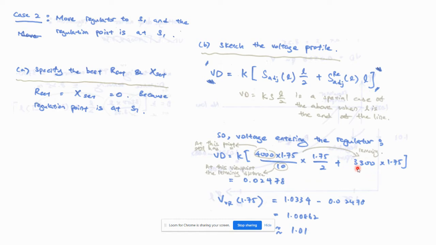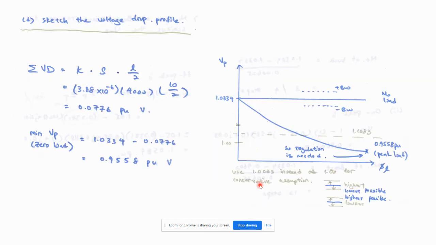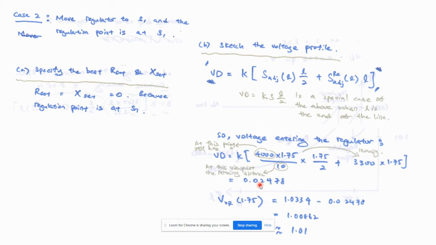over 2. And therefore, the total voltage drop now is, when you sum up these two conditions and multiply K, and then you get this value. So the voltage drop entering the regulator will be this. So 1.0334 minus this will give me the voltage that is entering the regulator, which is this.